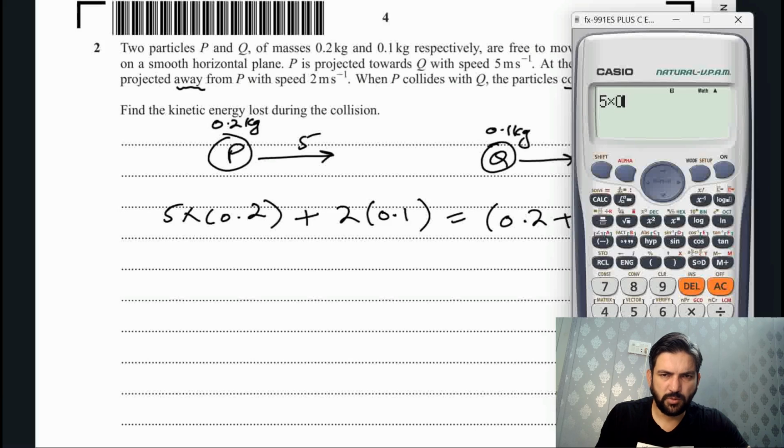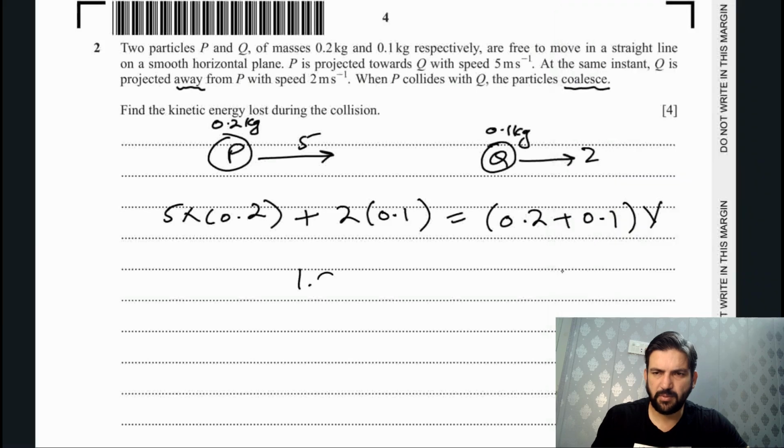0.2 plus 2 multiplied by 0.1, 6 by 5. So 6 by 5 means 1.2. So 1.2 is equal to 0.3 V. So V will be equal to 1.2.